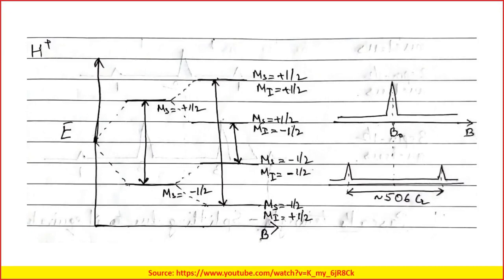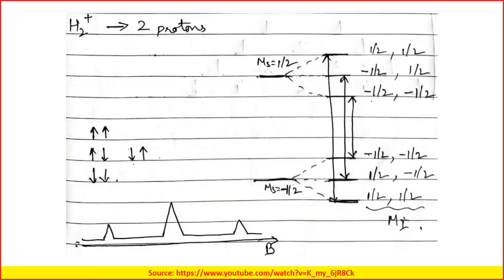Good afternoon, everyone. So, yesterday we were discussing ESR or EPR spectroscopy. Now, after discussing that, we have discussed how we can find out how many splittings we will get for a particular electron, and we have seen for H plus radical, we would get two peaks. And why we are getting two peaks, that we have discussed.